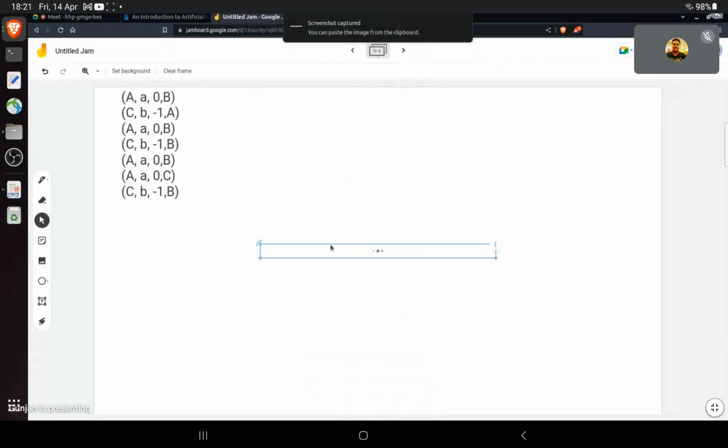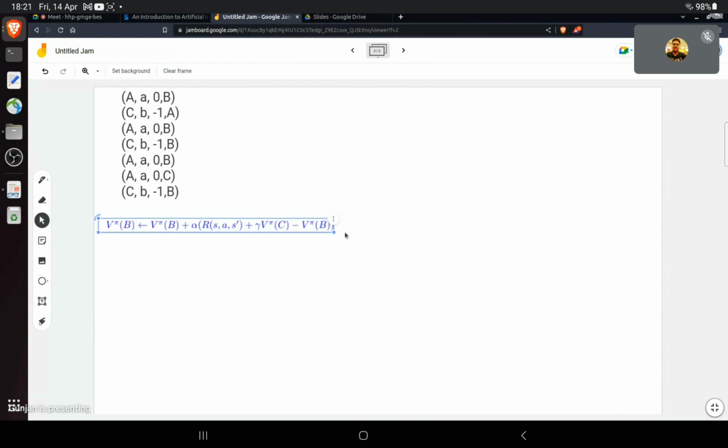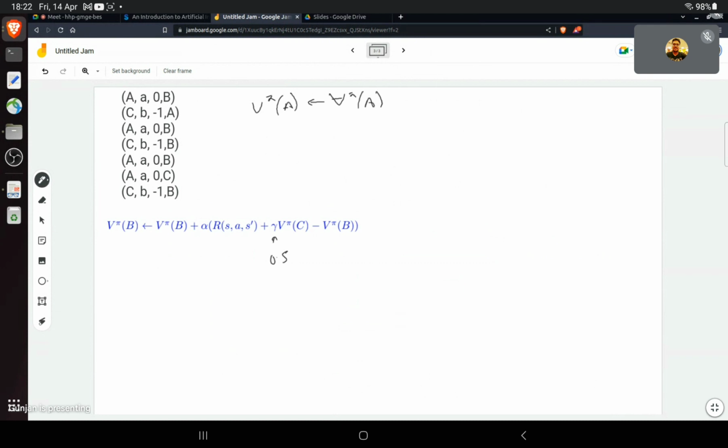Let me just put it here. Since we are doing TD learning, here we have a comma 0 comma b as the first sample, and everything else is initialized to 0. So we have gamma as 0.5. This is what you have to remember, right? Here we will take the first sample. For the first sample, it goes to b, right? So v pi of a will be v pi of a plus alpha, that is alpha is also 0.5, which was mentioned in the question.